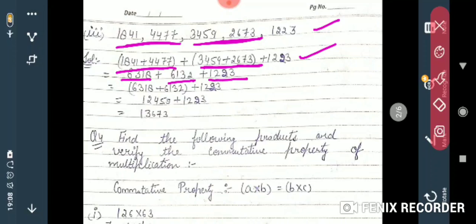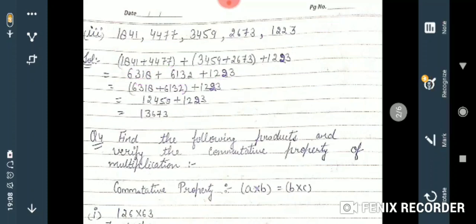Now we will make these both numbers in a bracket. Okay. 6318 plus 6132. We will keep this number aside. And what we will get? 1450 plus 1223. When we will add these 2 numbers, what we will get? 13,673.